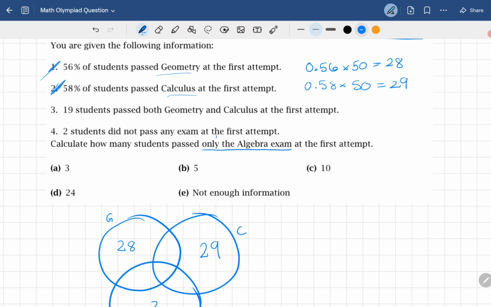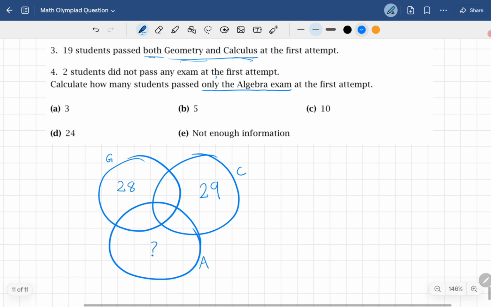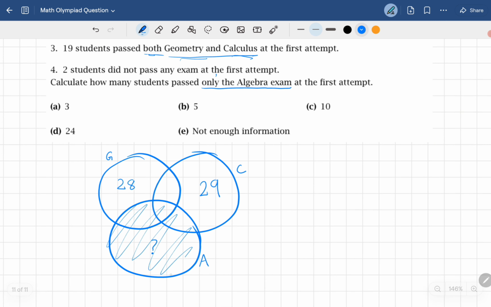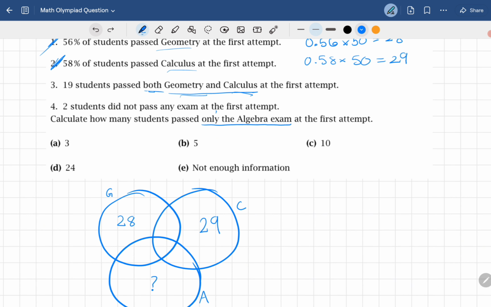19 students passed both geometry and calculus at the first attempt. So when it says both, I like to think, let's go back to our diagram and see where we are actually going to put these 19 students, considering that they passed both geometry and calculus. So we can already not even care about this part, right? Because that's algebra. Nowhere in this statistic does it say anything about algebra. So we're just looking at geometry and calculus.